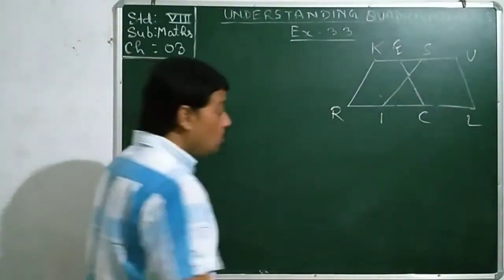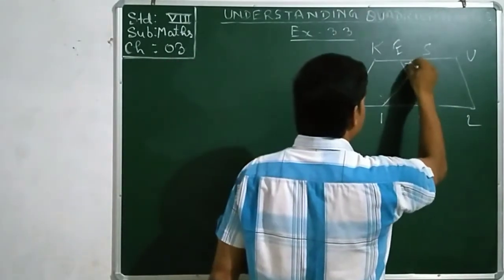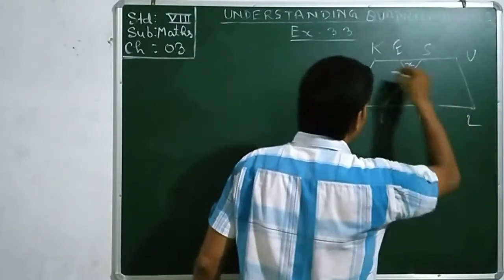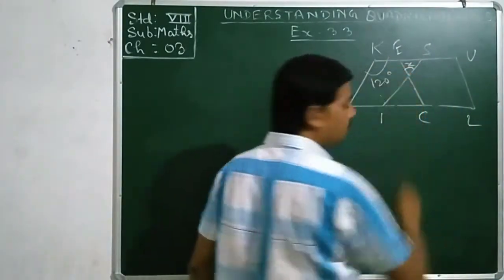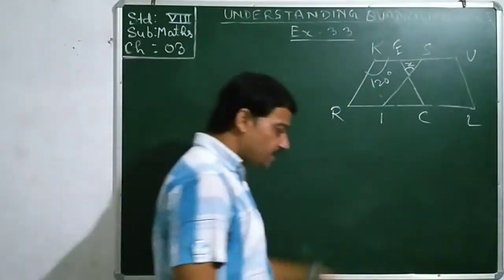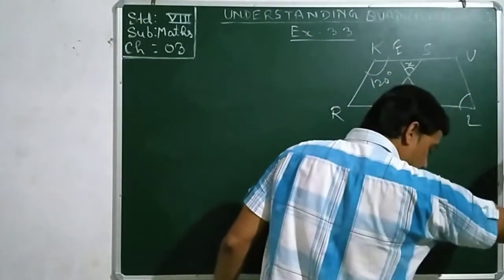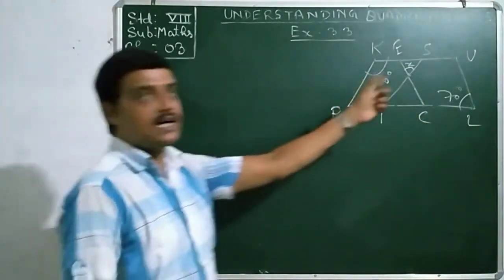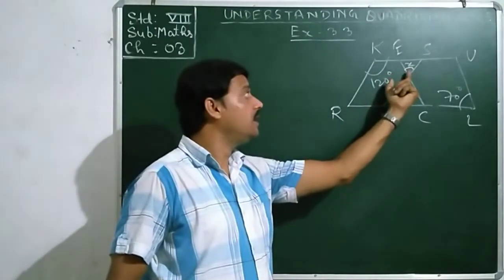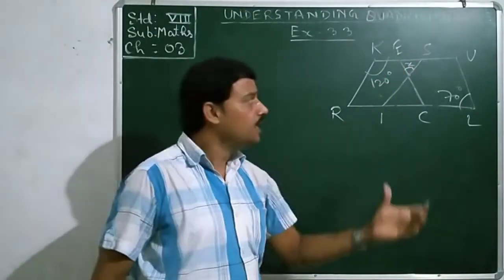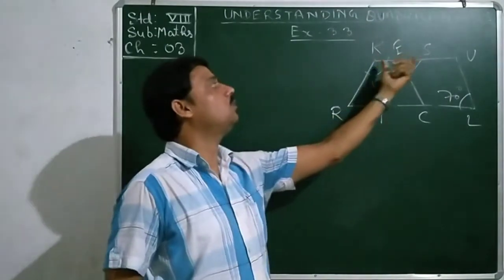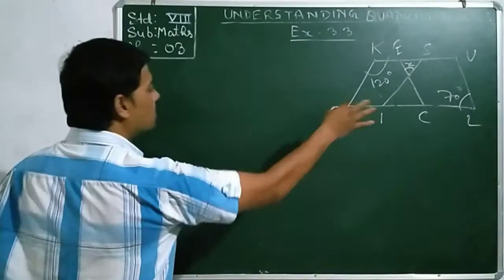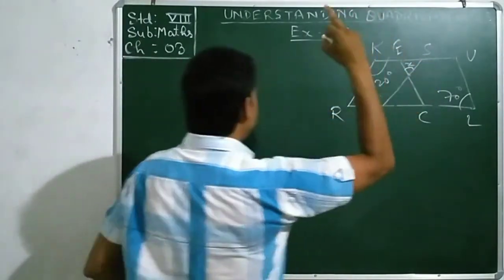Now, once again, only one measure, that is x, is given here, and we need to find out x. Apart from that, two pieces of information are given here. This angle K is 120 degrees and this angle L is 70 degrees. So, very simply find out the x, as x is the angle of a triangle. If you find out both the other angles of this triangle, then you can find out x. To find that, find both the angles E and S.